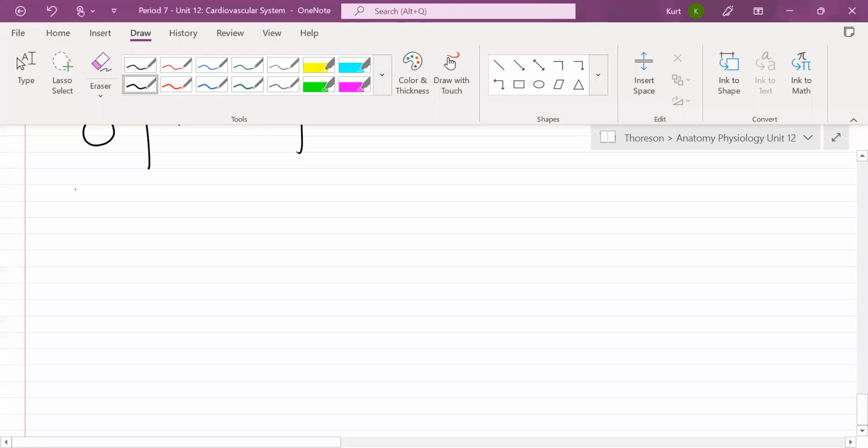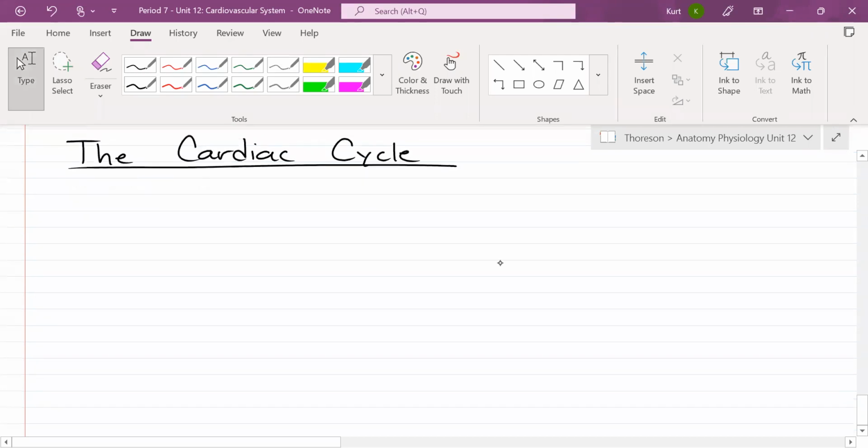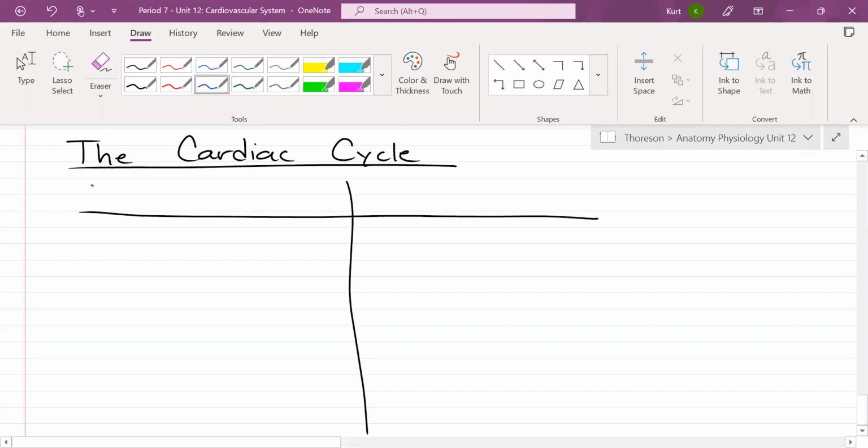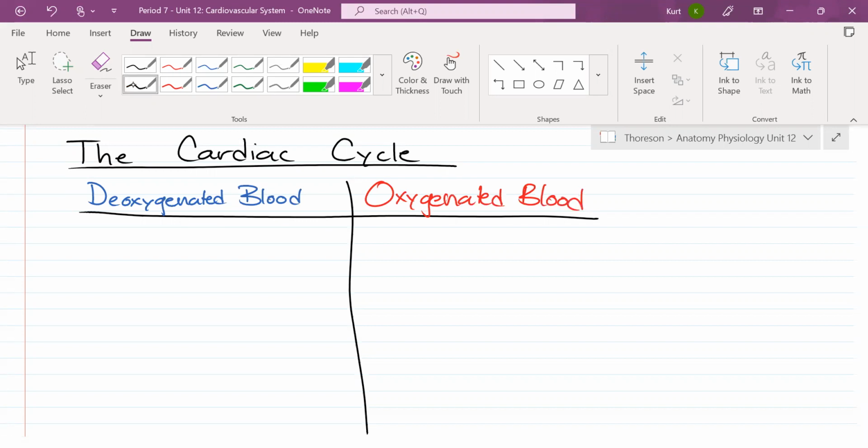This is going to be the cardiac cycle. I'm going to have it diagrammed in 6 stages. You guys can make a T chart. We're going to have deoxygenated on the left, and we're going to have oxygenated blood on the right. This is going to be 6 steps.